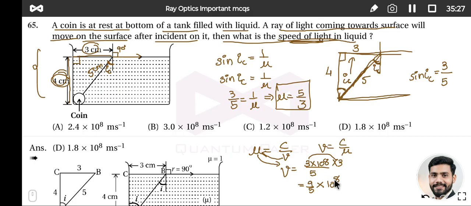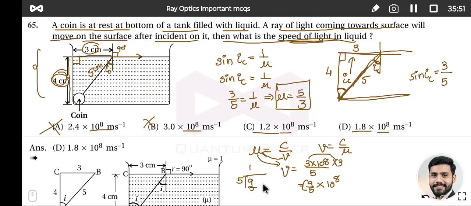10 raised to 8 is there in every option, so no need to do anything. We just have to solve what 9 upon 5 is. When we divide 9 by 5, the first digit will be 1 because 5 ones are 5, correct? So this option is wrong. Two options are right, remaining 1.2 and 1.8. If we solve further, the remainder is 4. Then if we take 0, 5 8s are 40. So the answer is 1.8.